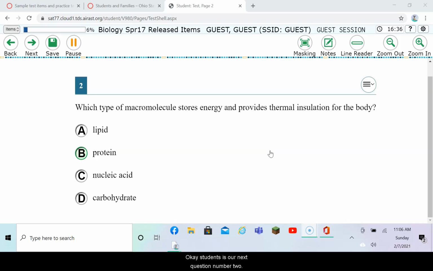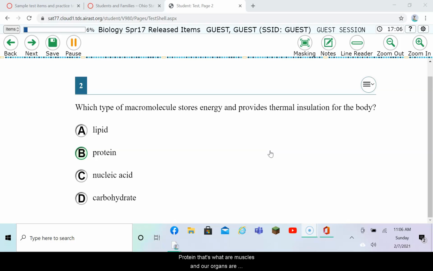Okay, students, here's our next question, number 2. Which type of macromolecule stores energy and provides thermal insulation for the body? Well, remember our 4 macromolecules were lipids, proteins, nucleic acids, and carbohydrates. And we said carbohydrates or sugars provide us with energy. Lipids are fats, and they store energy, and they also provide thermal insulation for the body.